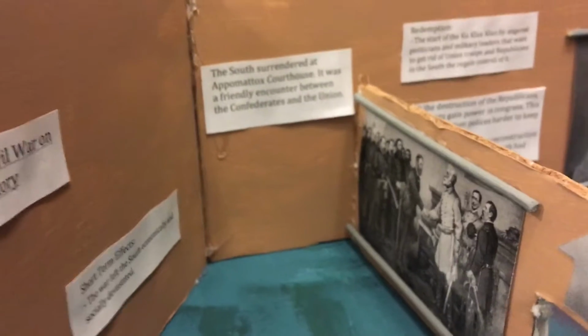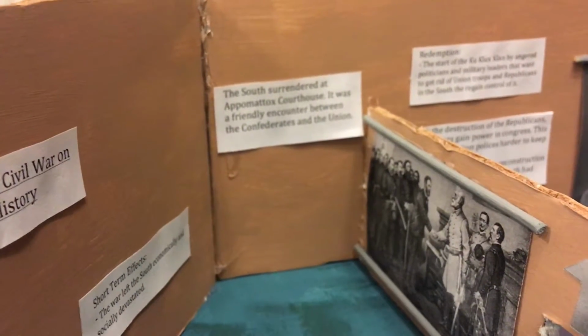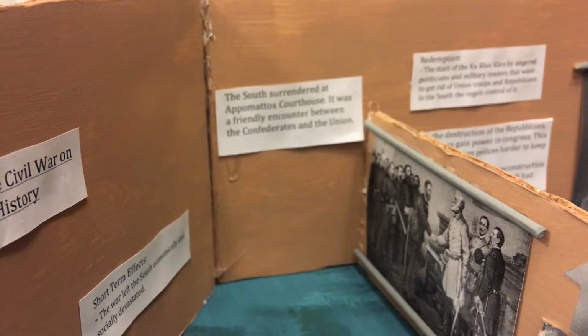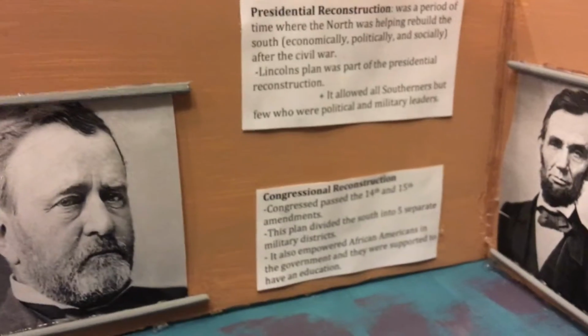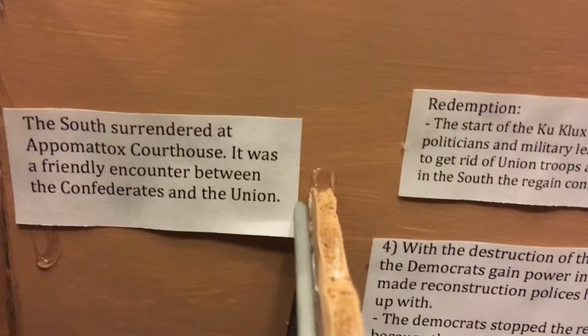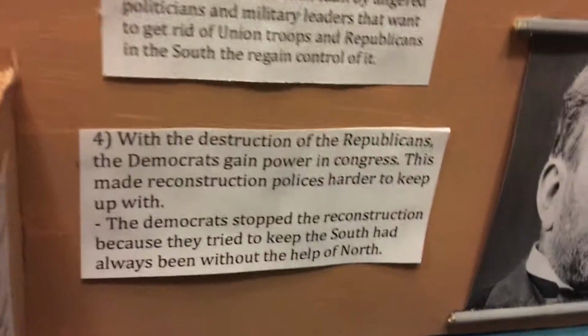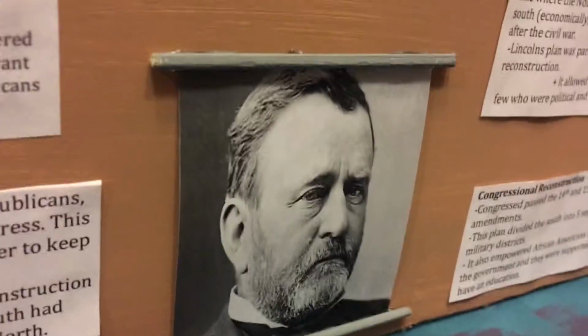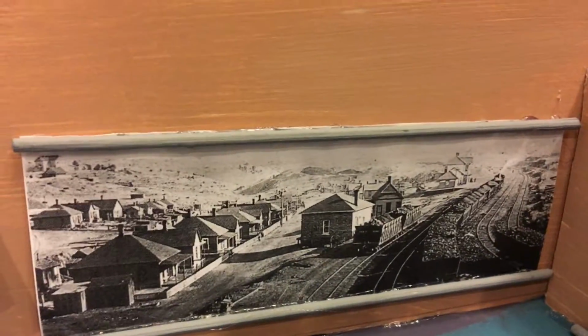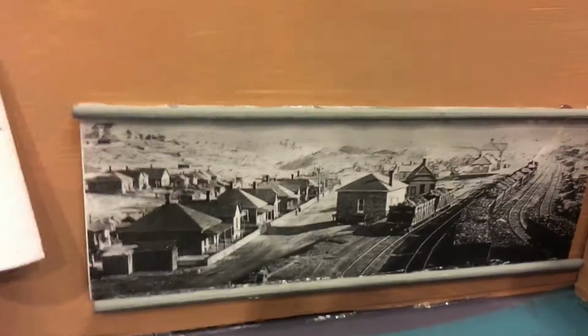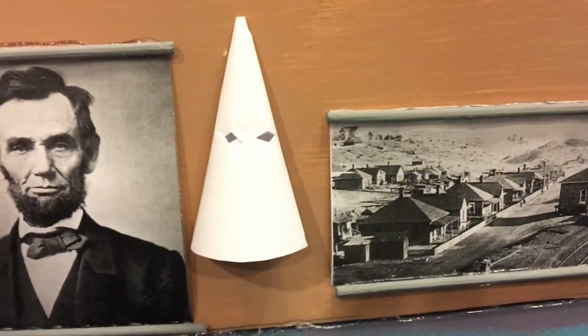There's an image of Ulysses S. Grant and Robert E. Lee meeting at the Appomattox courthouse when the South surrendered. Then you go to the final room, which has the three phases of Reconstruction: presidential reconstruction, congressional reconstruction, and the redemption. And you have Grant, Lincoln, a picture of a southern town, and the headgear of a Ku Klux Klan member.